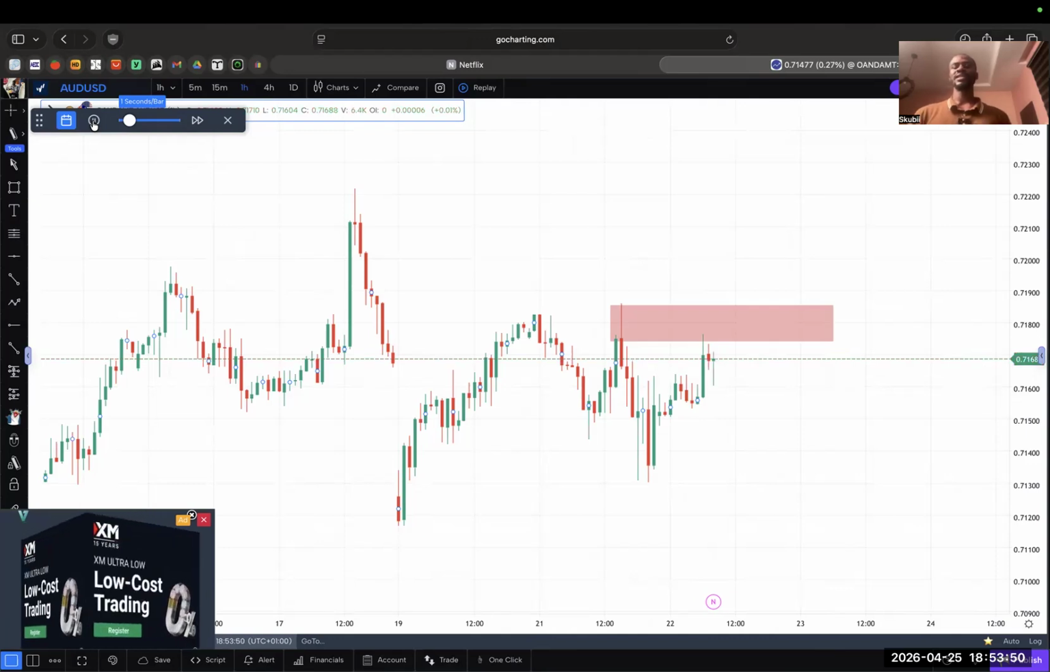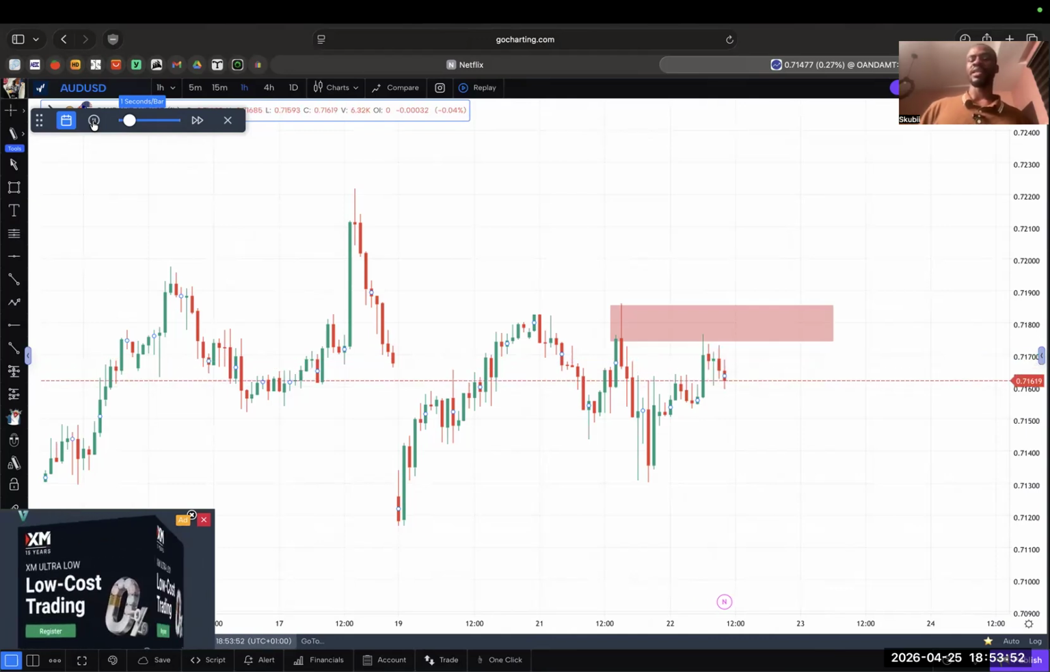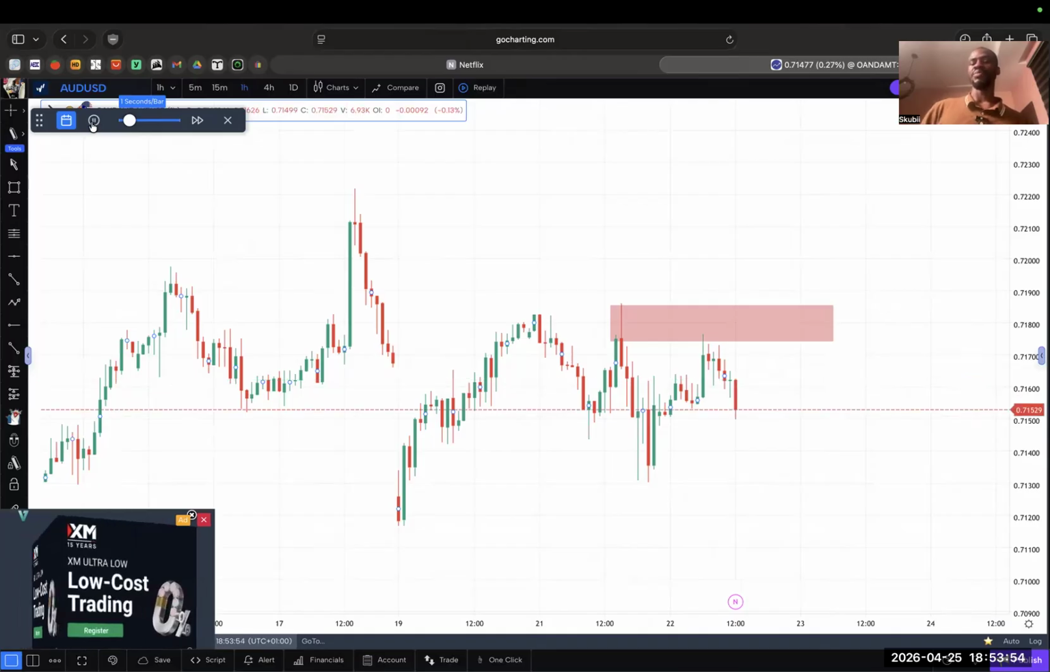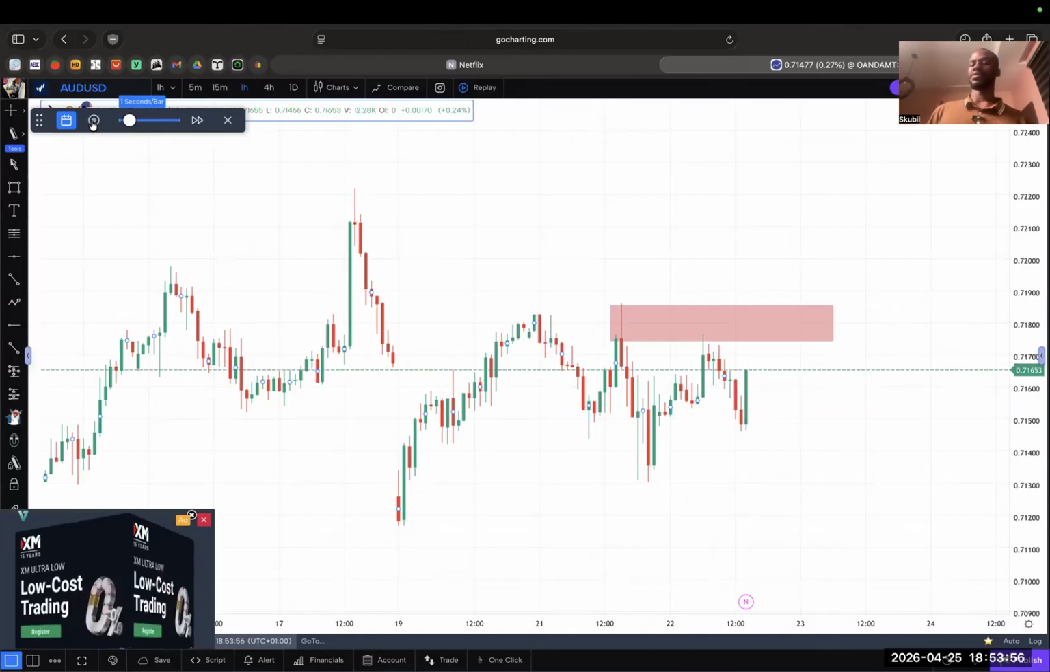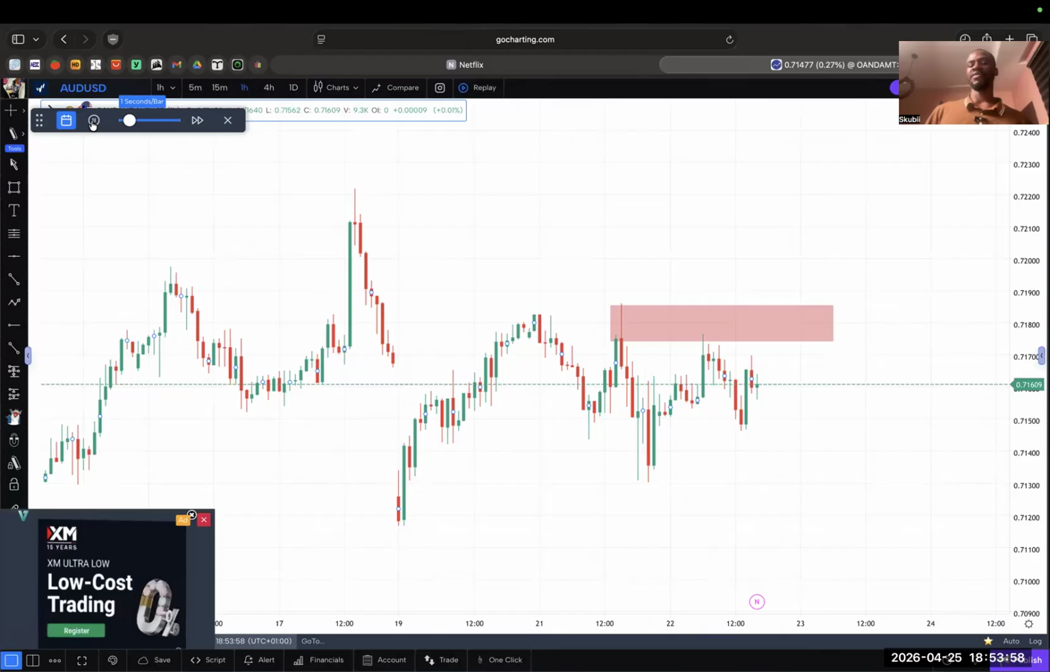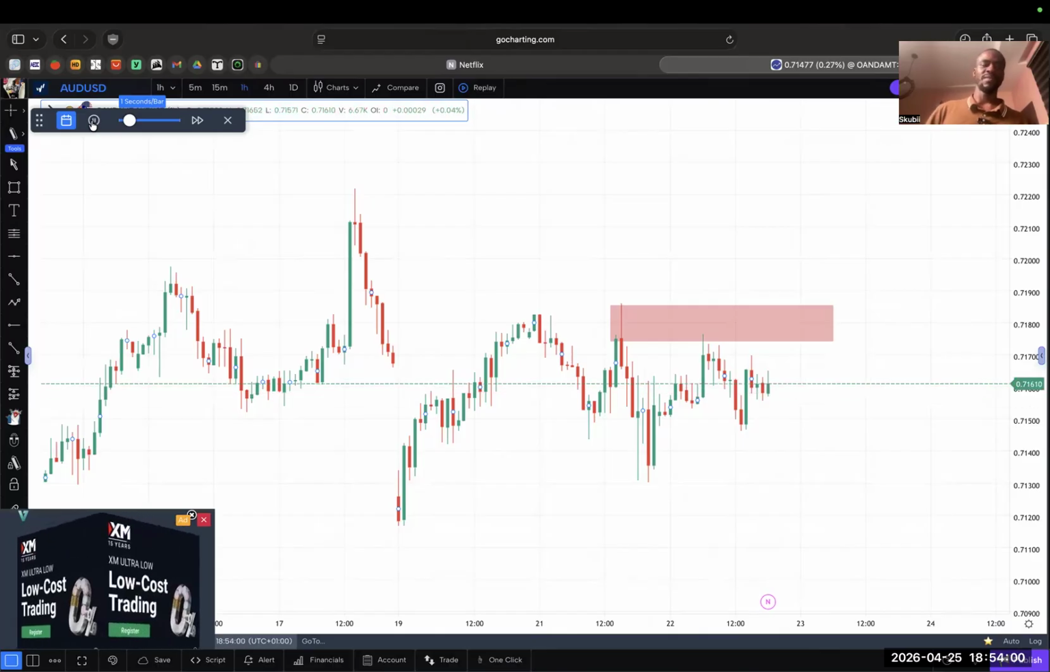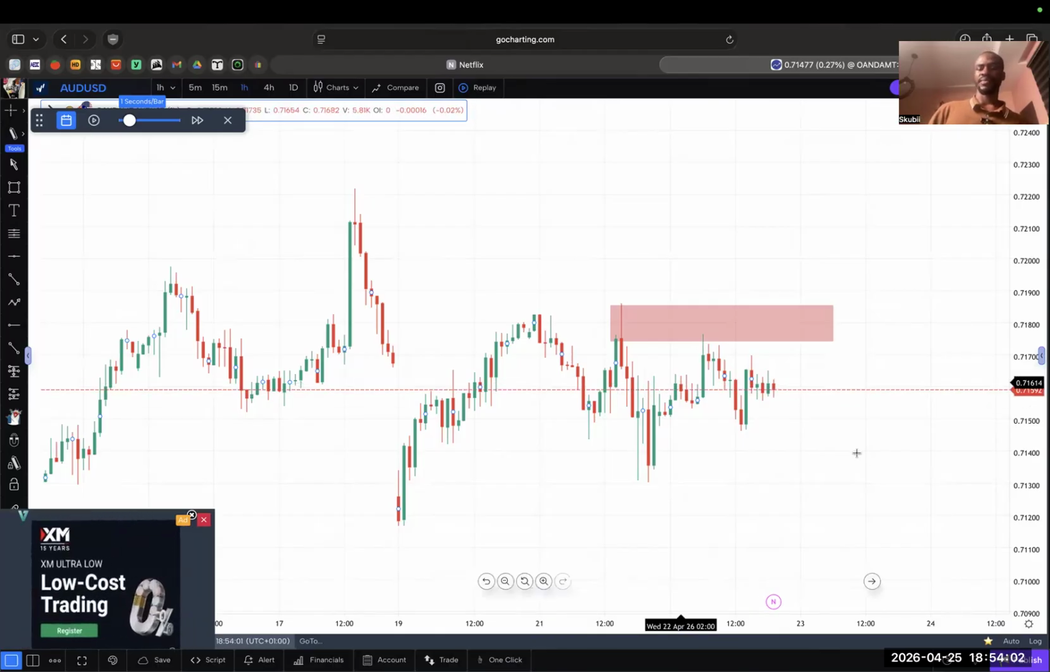So I think the lesson learned here is that next time if we see a setup like this, I know we're going to be careful with it, but at the same time, we would actually execute it. We'll see that price is behaving a certain way, and we'll execute the trade. Are you guys with me?